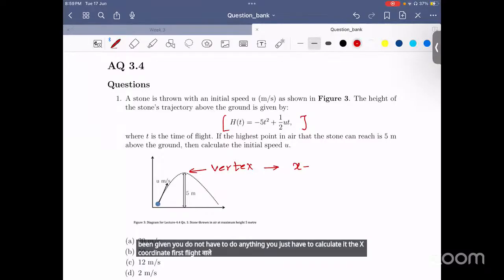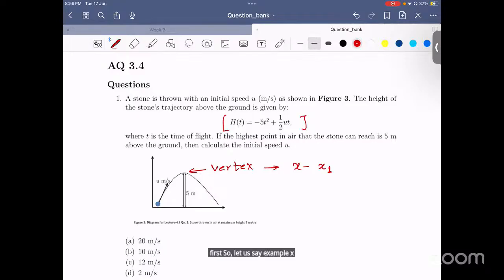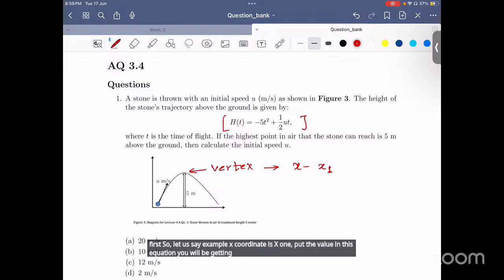Whatever x coordinate you get, I'm just giving you a hint and then you can try it out. You just calculate the x coordinate first. So let's, for example, say the x coordinate is x1. Put the value in this equation, you'll get the y coordinate. And the y coordinate, you have to equate it to 5. Okay, you'll get the answer.